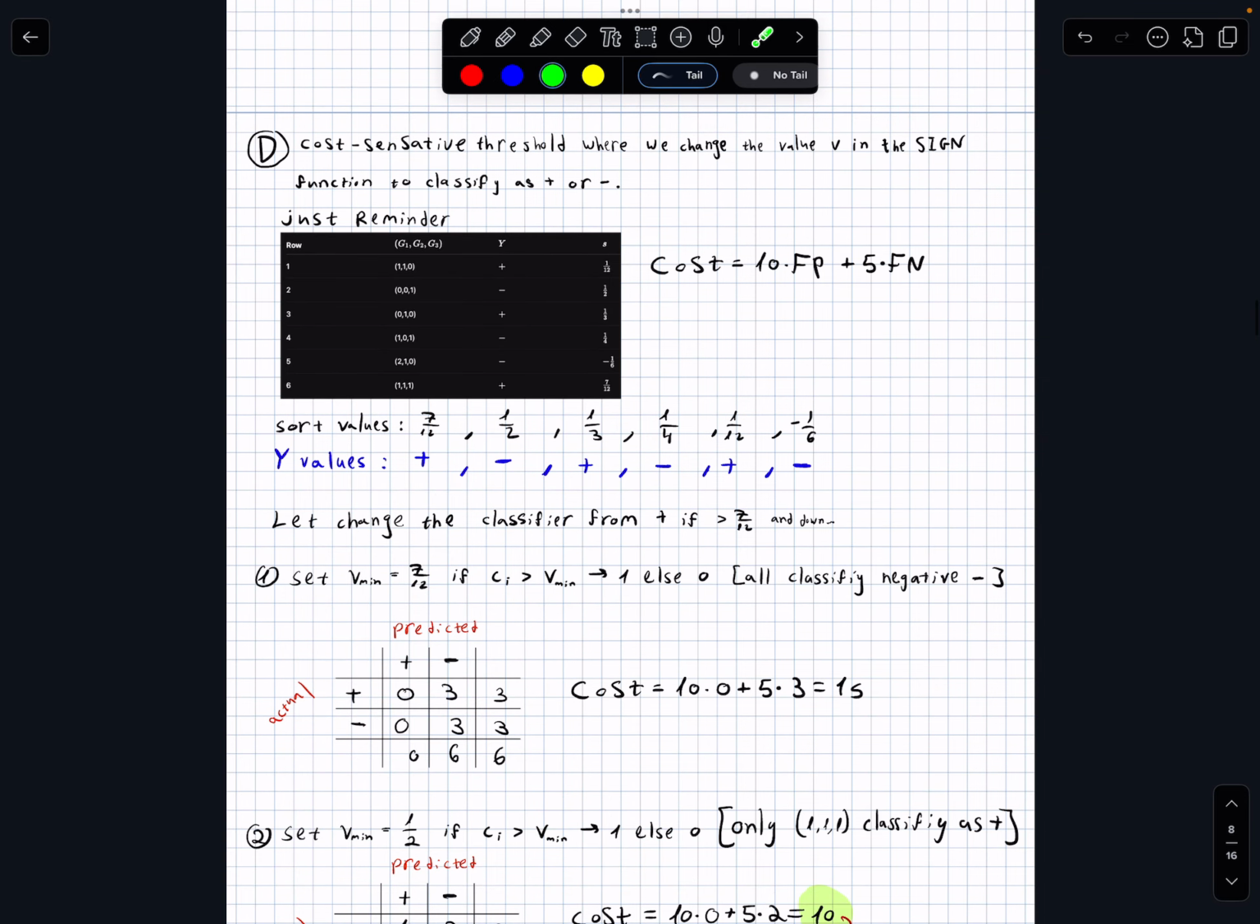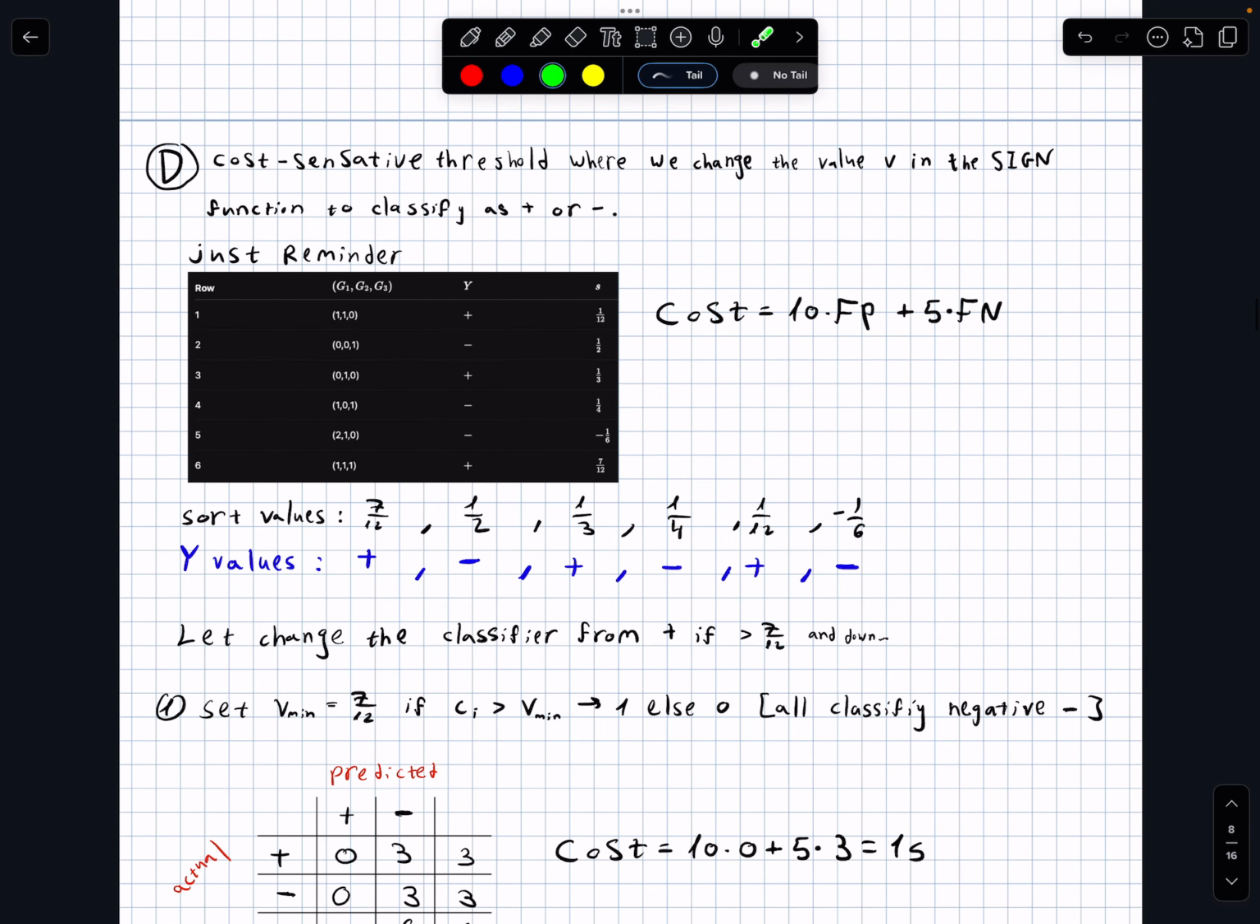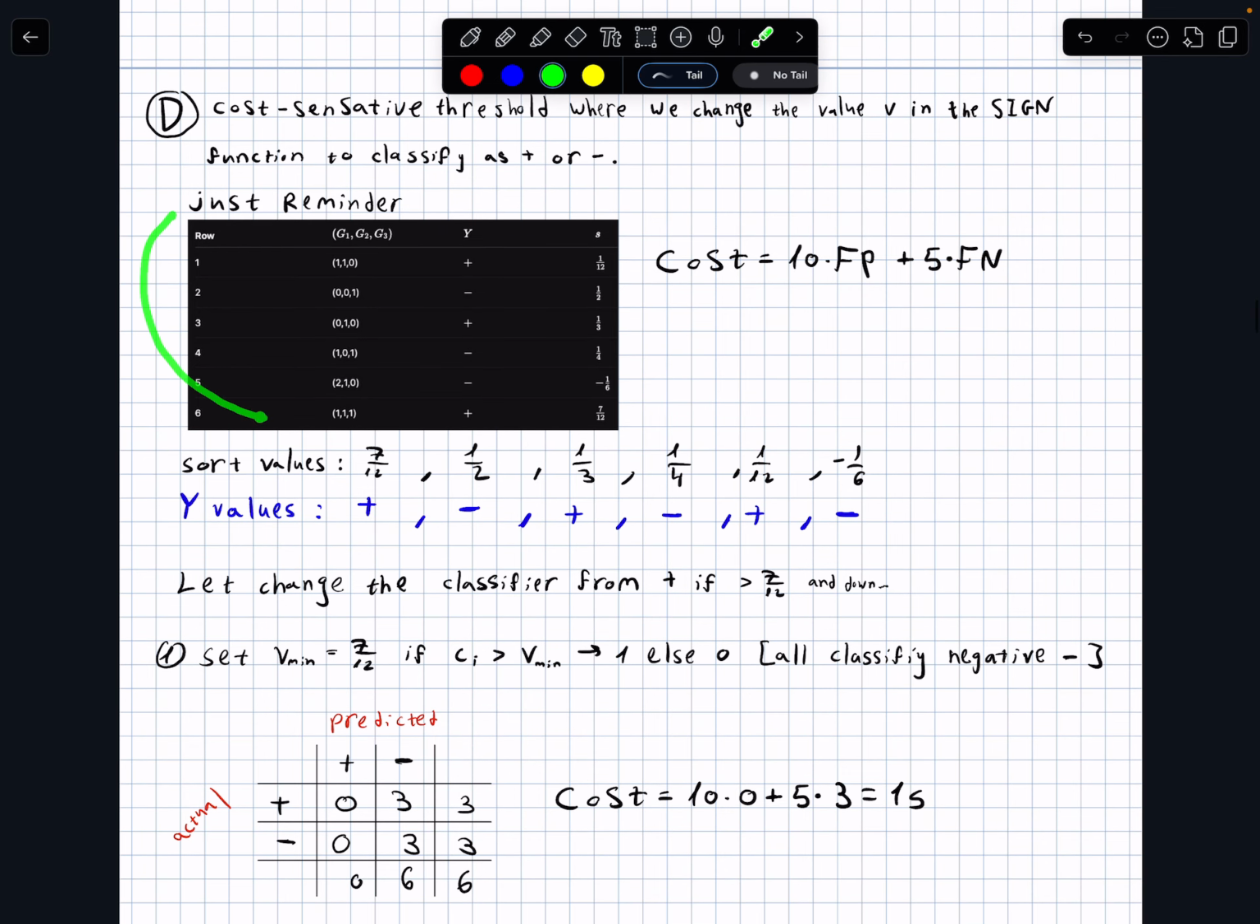Anyway, so the cost sensitive threshold is where we change the value v in the sine function to classify as plus or minus. Just a reminder, these are all the values we had, and this is how we calculate the cost. For each false positive we pay 10, and for each false negative we pay 5.